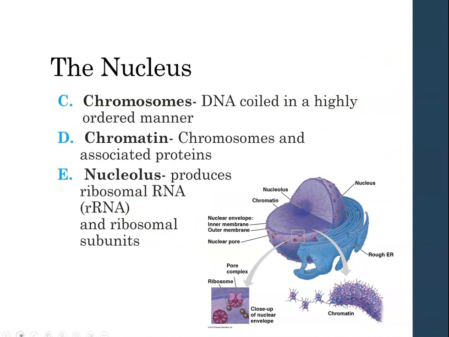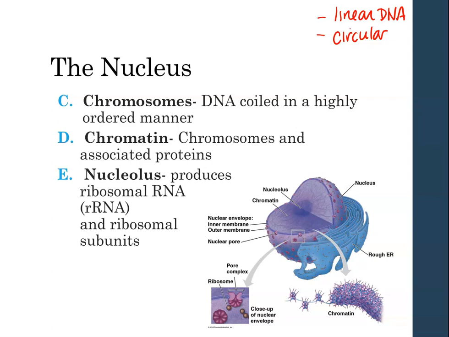So inside the nucleus, we have chromosomes. Now, a chromosome is just the name of a single piece of DNA. That DNA can be linear in eukaryotes or circular in prokaryotes. Now, obviously, if it's a prokaryote, it's not in a nucleus, but we still call it a chromosome. It's just a long piece of DNA.